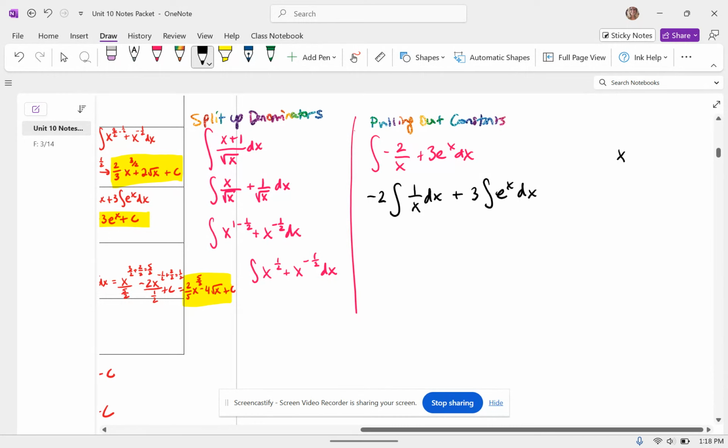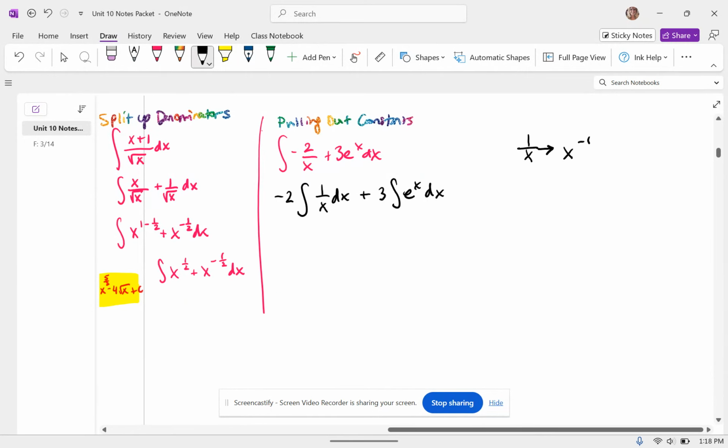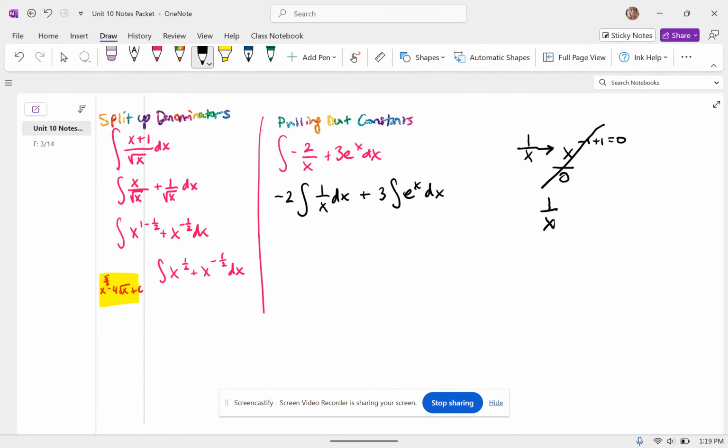Why does that happen? Think about it. If I had 1 over x and I wanted to rewrite it for the reverse power rule, I would have something like this. If I try my rule, add 1 and divide by it, oh no, you can't. That's a math dumpster fire, and we don't want to do that. So instead, when you integrate 1 over x, you get the ln of the absolute value of x. That's basically the one exception to the reverse power rule.